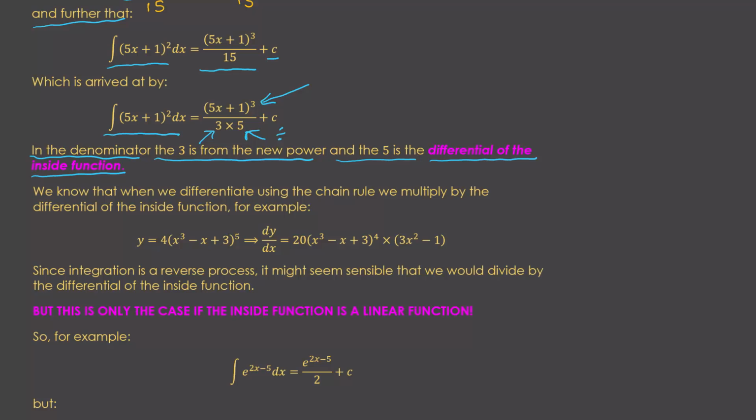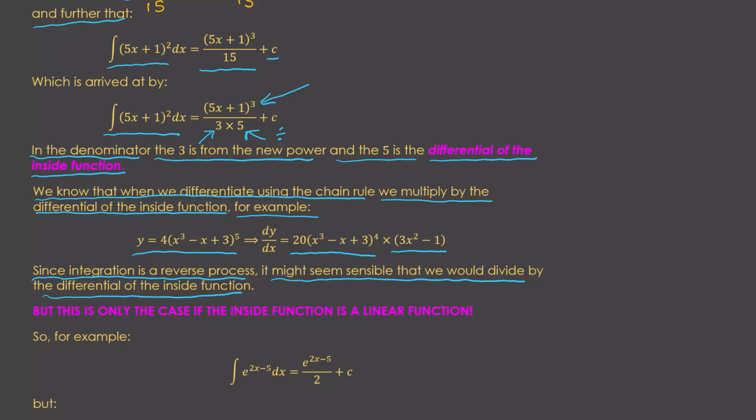We know that when we differentiate using the chain rule, we multiply by the differential of the inside function. For example, if I differentiated this, then the outside function gives me 20 times (x cubed minus x plus 3) to the 4. And then I multiply by the differential of the inside function, which is 3x squared minus 1. Since integration is a reverse process, it might seem sensible that we would divide by the differential of the inside function. But the next thing is of crucial importance.